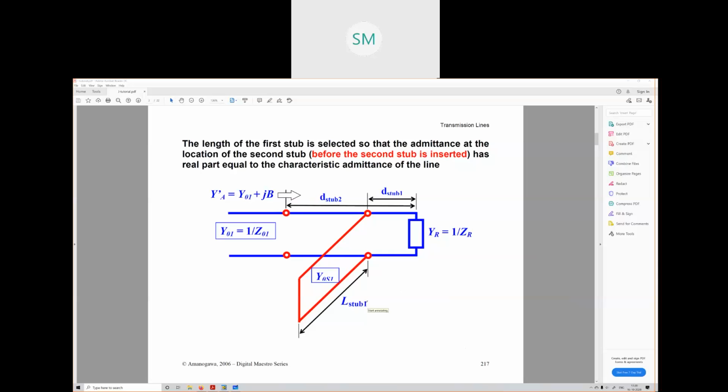So we can change the length of L stub 1. This is allowed to be changed. This is fixed. This is fixed. So we have to adjust the length of L stub 1 in such a way that the input admittance as seen from this point is in the form of 1 plus jB. Is it okay?